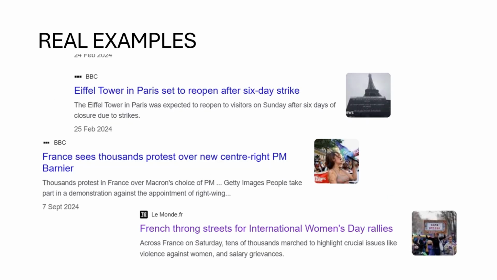There are three real-life examples of des manifestations et des grèves in France. So the first one is the Eiffel Tower in early 2025. In early 2024, it was closed due to a 6-day strike. In 2024, in September, there were protests over the new Prime Minister at the time, Michel Barnier. And finally, in 2025, there were rallies and protests and marches on International Women's Day.